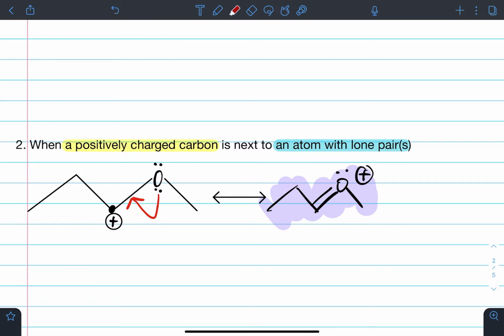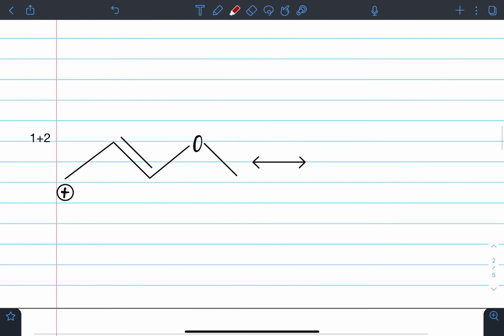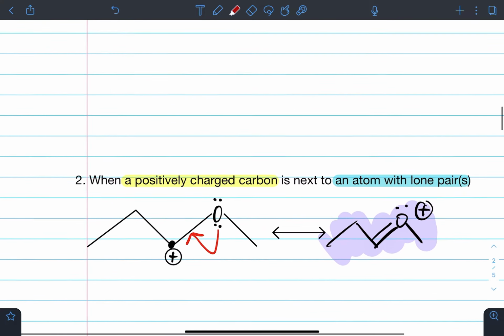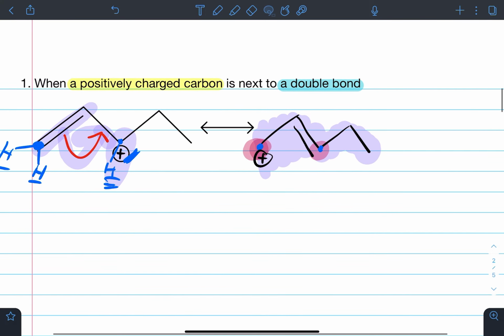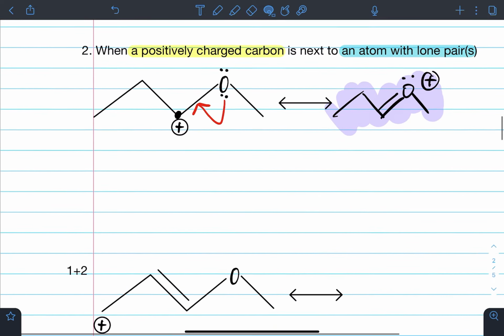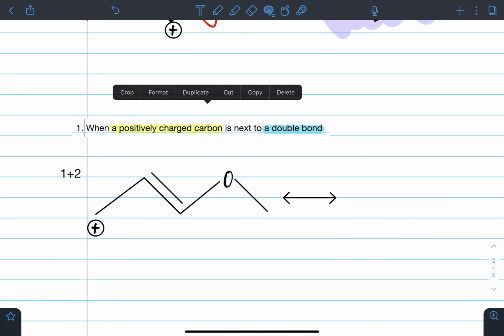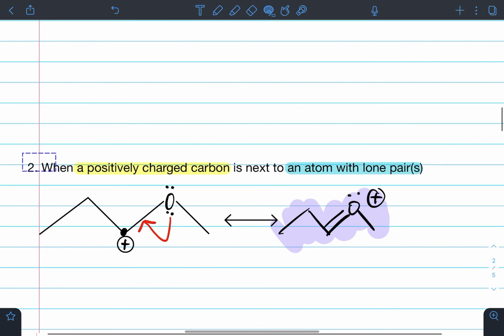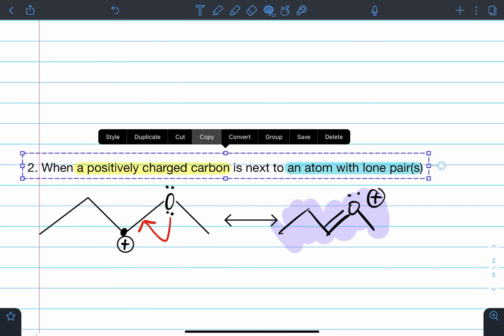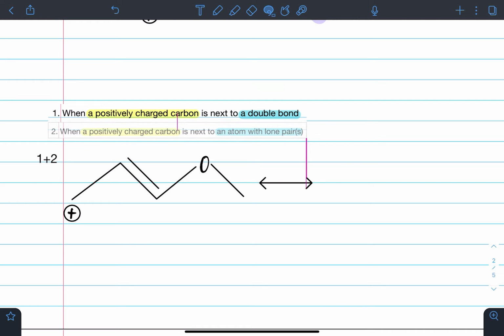Now let's do a more complicated problem that combines both situations, situation 1 and situation 2, okay? So let's copy and paste situation 1 and 2 so that we can look at our situation and then compare the wording to our structure, okay? Okay, perfect.